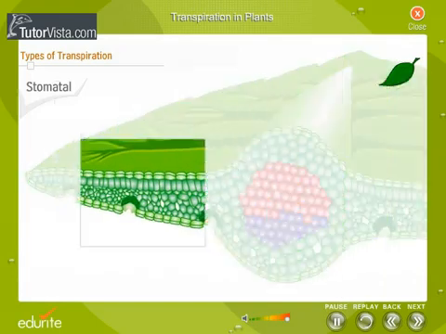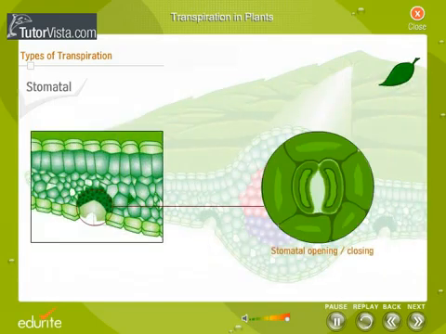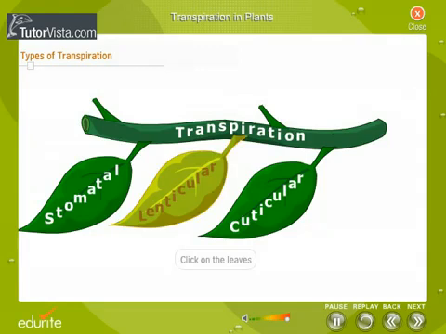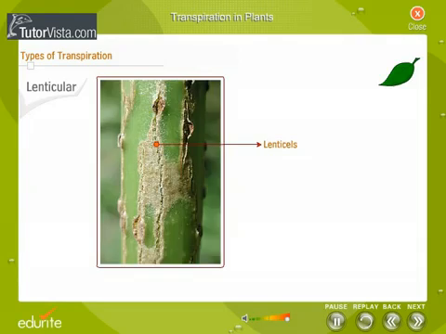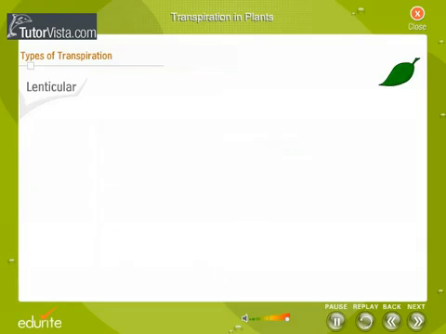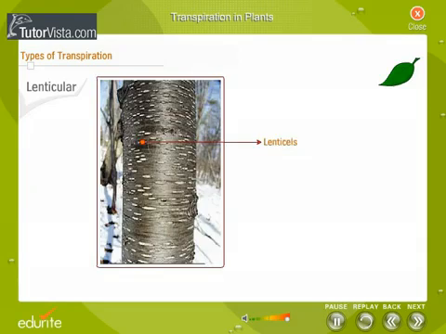Stomata are openings on the leaf surface through which transpiration takes place. The stomata are surrounded by guard cells which help the stomata to open and close. Lenticular transpiration. Lenticels are minute openings on the stem, and a small amount of water is evaporated through them. Lenticels are less in number compared to the stomata.